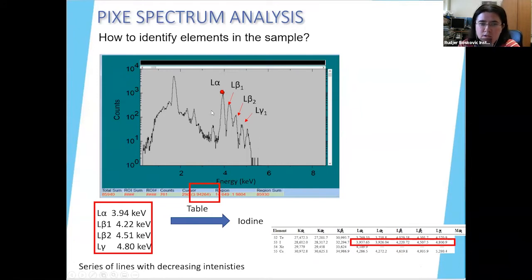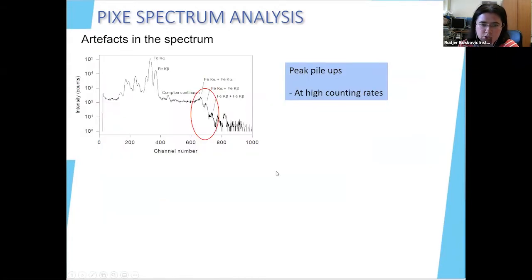In case of higher Z elements, we detect them through L lines, where we can see a series of several lines. For each line we read out the energy and look in the table to determine what element is present inside. In this case, for example, we can determine that we have iodine present in the sample. We have a series of lines with decreasing intensities with energy.